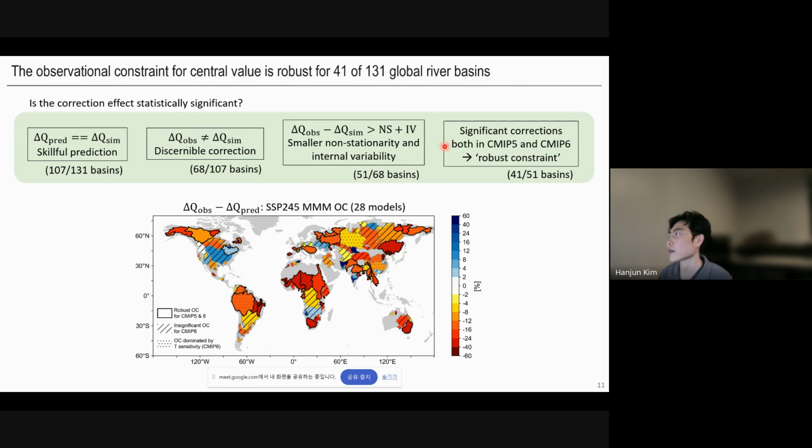When all of these criteria are satisfied in both the CMIP5 and CMIP6 models, we consider the constraint for that basin robust. So such robust basins are marked with a thick outline in this map. As you can see here, the temperature sensitivity bias is large enough to affect the future projection significantly over these Amazonian river basins, North Africa, Eastern Europe, Southeast Asia, and Australia.